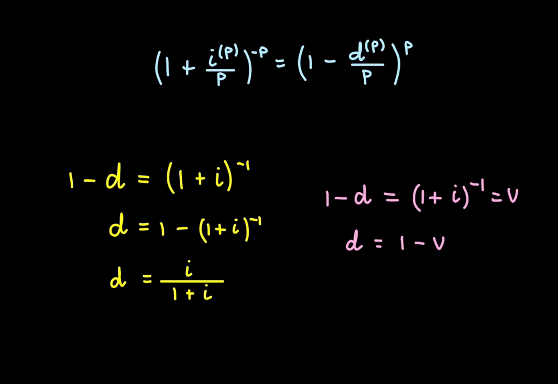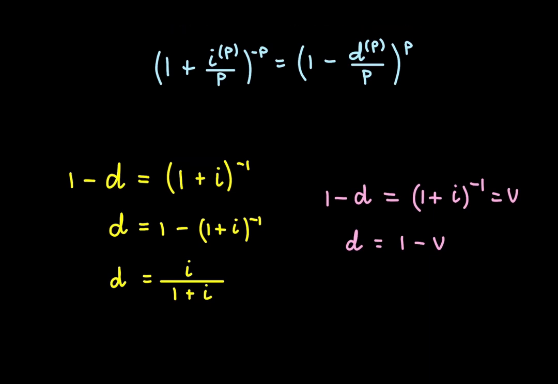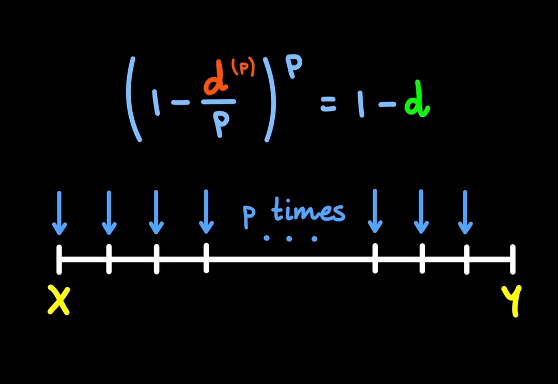If we want to convert from discount rate to interest rate or the other way around, this is a very useful identity to use, and you can use it for effective and nominal interest and discount rates. So we know that (1 minus d^(p) over p) to the power of p is a discount factor. Maybe I should have explained over here, how do we calculate Y given X, and how do we calculate X given Y?